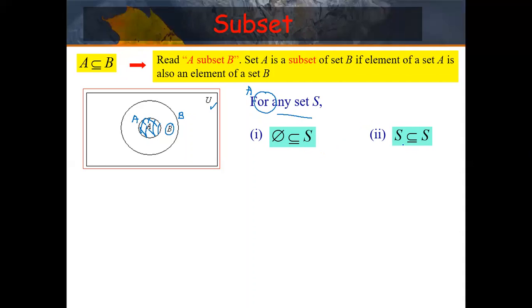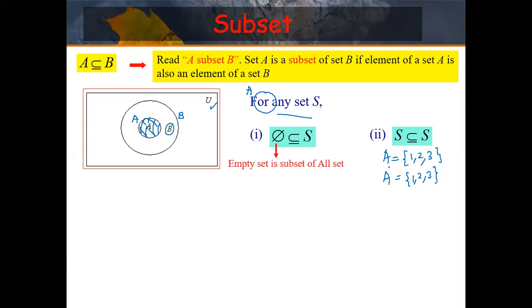And then, any set is a subset of itself. Why? Look back at the definition: all elements of set A are also elements of set B. It means all elements in set A are also elements of set A. They are the same, so it is a subset of itself. So these two things you have to understand.